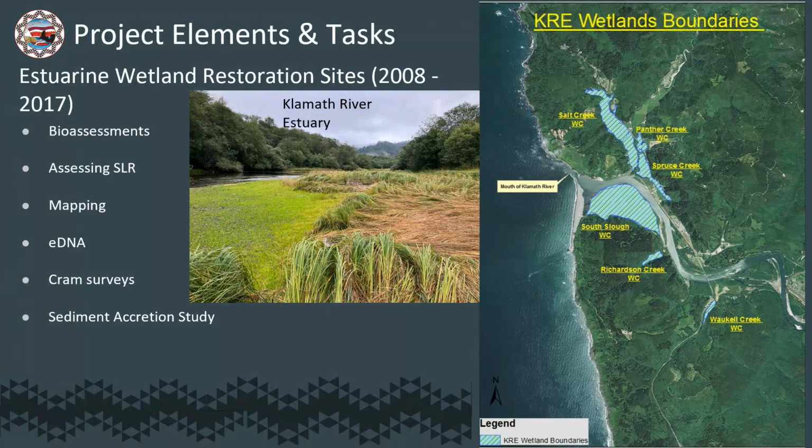The Klamath River estuary sites were inventoried and assessed using CRAM, the California Rapid Assessment Method for Wetlands. And in 2012, the BMI bioassessments were conducted for the KRE wetland complexes. They were surveyed until 2017 when a shift to the higher elevation wetlands was made.